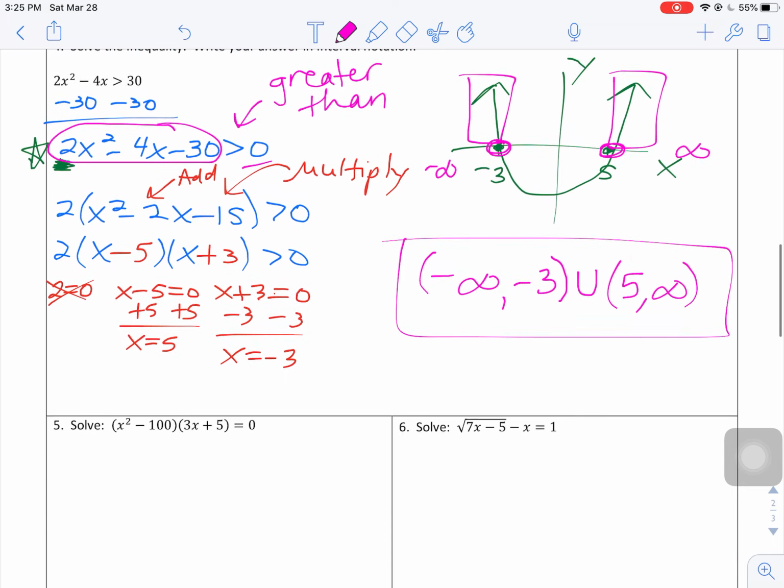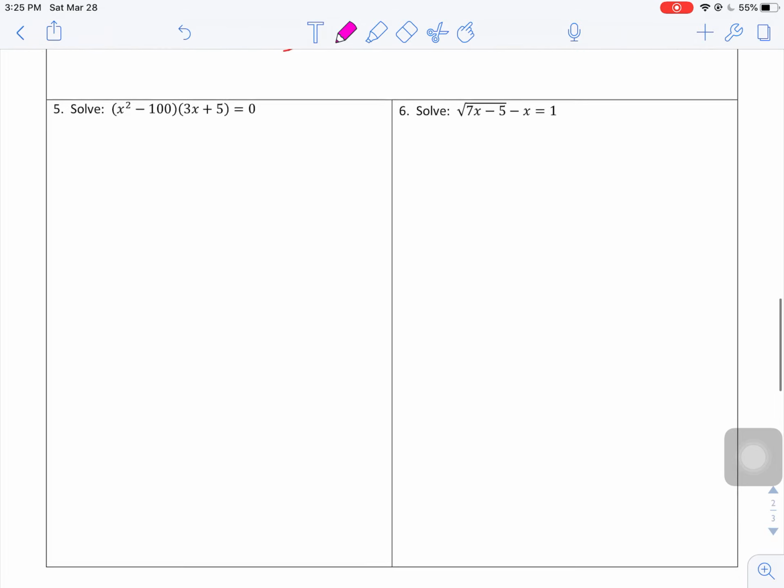All right, last two. On number 5, they already partially factored this for us, and it's already equal to 0. So when you look at that first set of parentheses, that's a difference of 2 perfect squares, meaning I can factor it a little bit more. So I'm going to do the square root of the first term. So the square root of x squared is x. That goes in the first set of each set of parentheses.